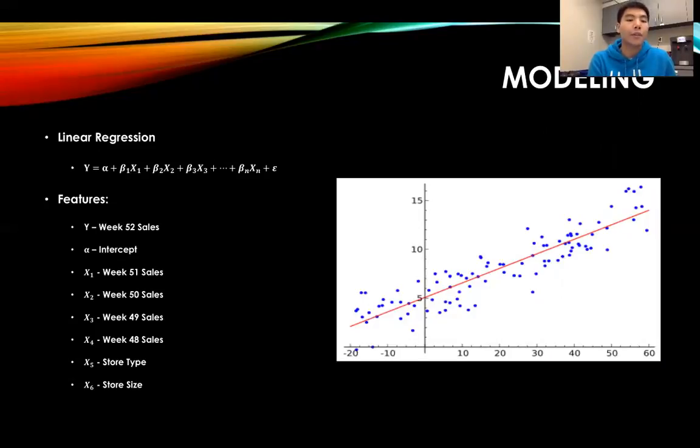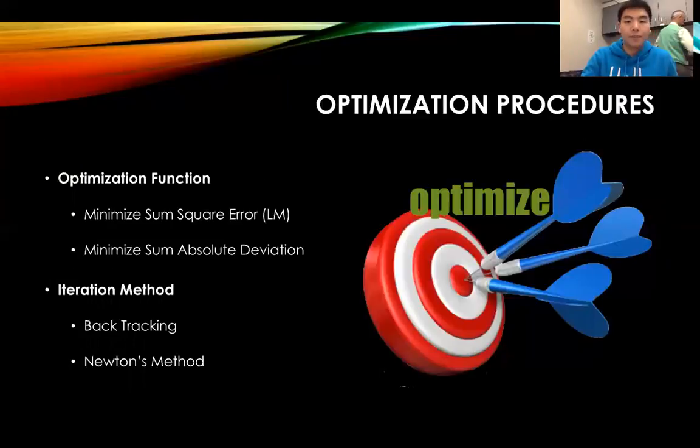So I'm trying to use a lag of 4 to predict the week 52 store sales. So I'm using week 48 to week 51 as my lag, along with the factor variables, store type and store size, for my linear regression model. And after we have our linear regression model, we could start to talk about the optimization procedure we're going to use to find the optimal value of our multivariable linear model.